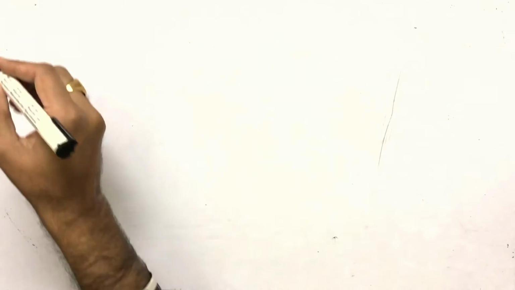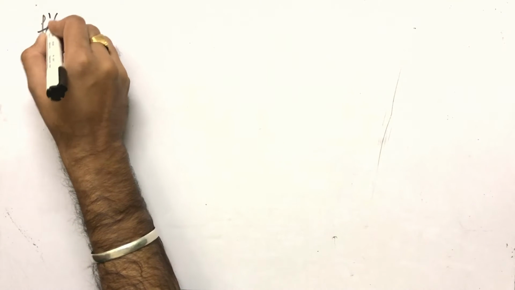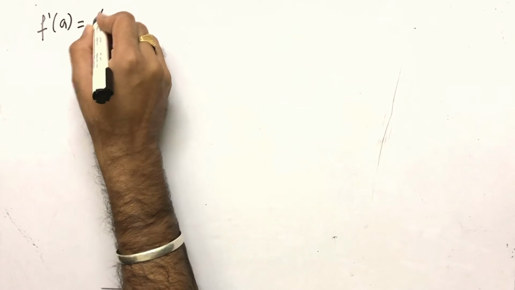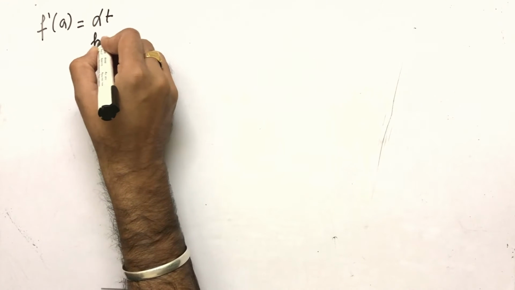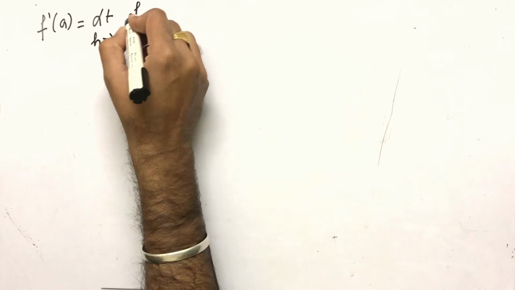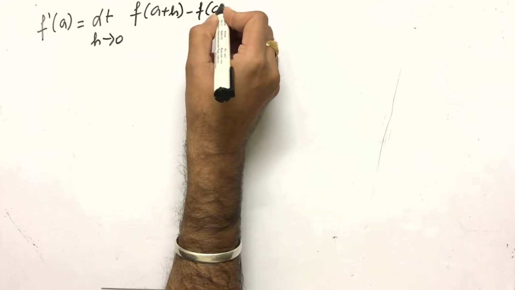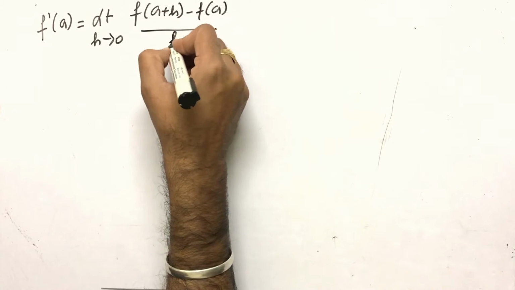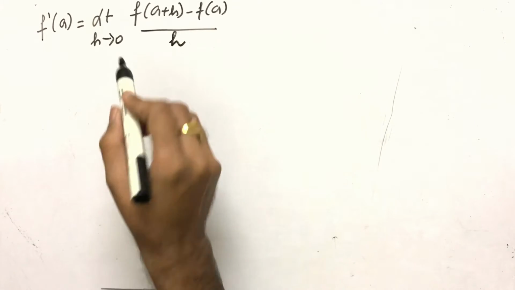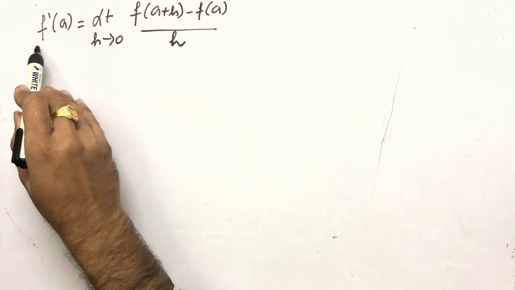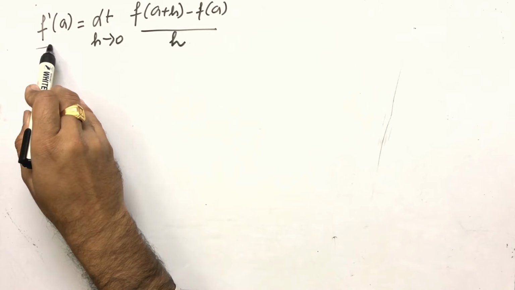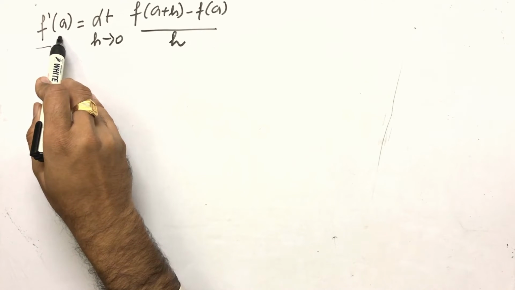So in this video we will discuss the derivative of a function. The derivative of a function is defined by the formula f'(a) = limit h tends to 0 of [f(a + h) - f(a)] / h. So this is the formula for the derivative of a function at x = a.